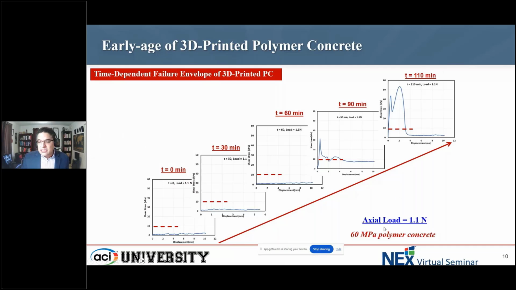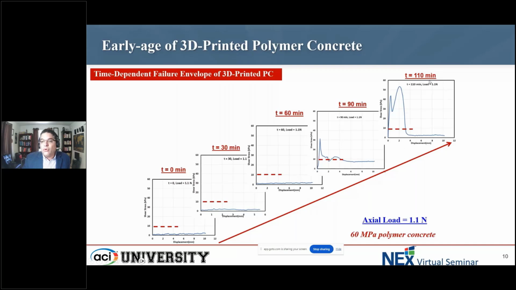We start from 0 minutes, to 30 minutes, to 60, up to 110 minutes, about 2 hours. We apply a load, in this case a very low load. This was a 60 MPa polymer concrete, applying 1.1 Newton. And as you can see, the shear stress at a very early time is almost zero. It's not zero, there is some friction. You can see the shear stress is increasing with time, and then there is a clear jump in the shear stress at about 60 minutes in this mix we have been doing.